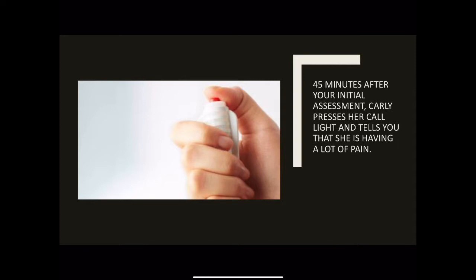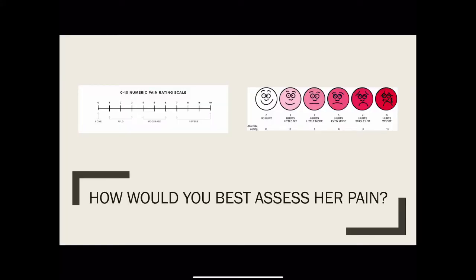So 45 minutes after your initial assessment, Carly presses her call light and tells you that she's having a lot of pain. How would you best assess her pain? This is another good question that pulls in the pediatric aspect of this. Because she's an older patient and she doesn't have developmental delays, using things like the basic number scale for pain is probably appropriate for her.